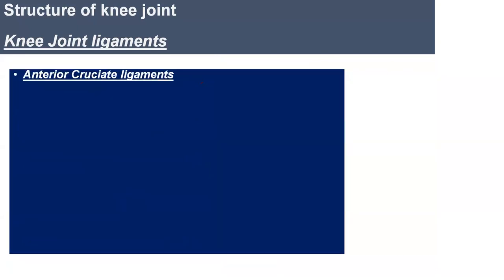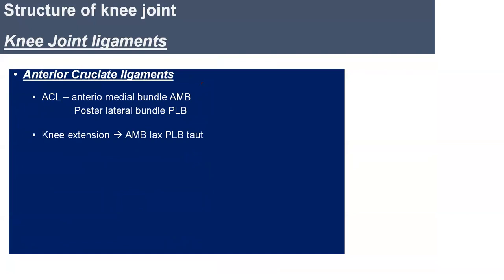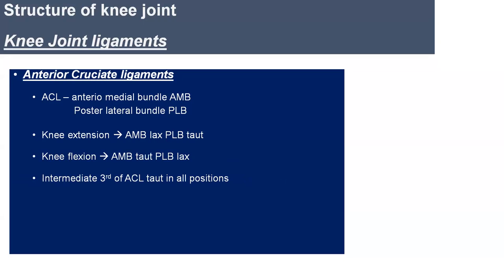So coming to the anterior cruciate ligament, it consists of the anteromedial bundle and the posterolateral bundle. In knee extension, the anteromedial bundle is lax, but the posterolateral bundle is taut. When the knee is in flexion, the anteromedial bundle is taut and the posterolateral bundle is lax. So the intermediate third of the ACL is taut in all positions.